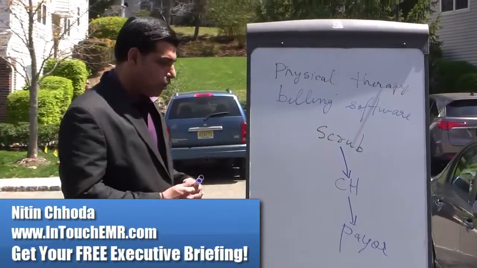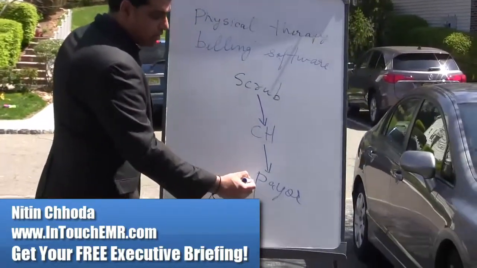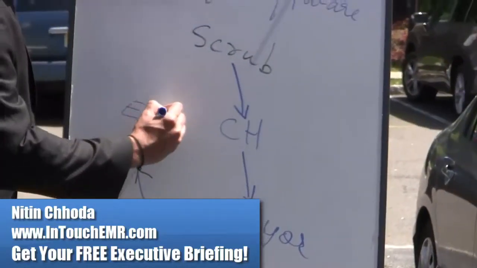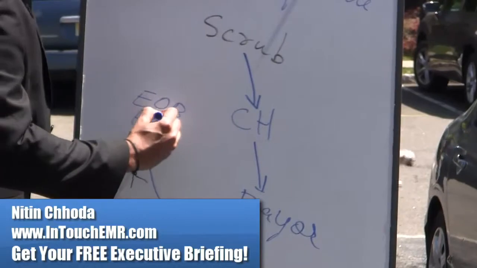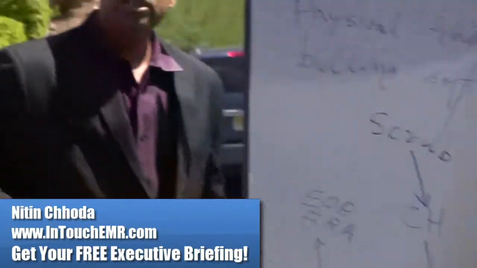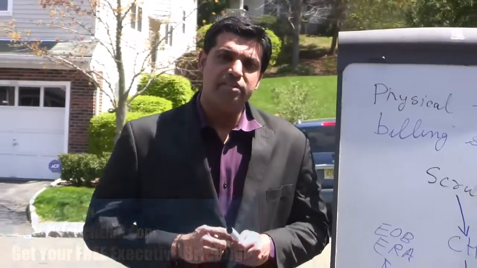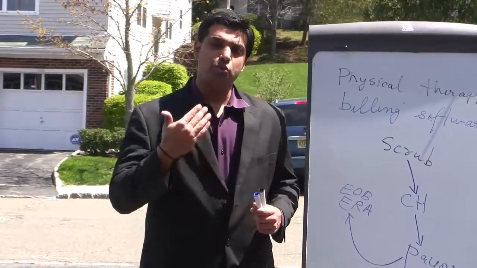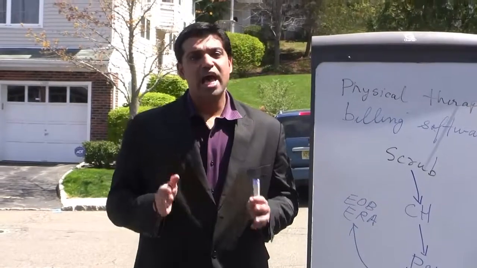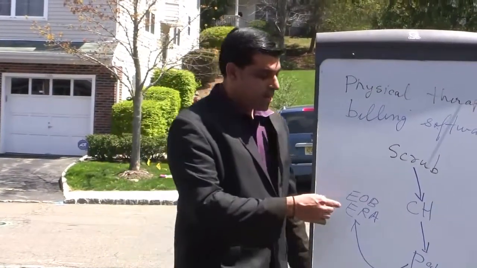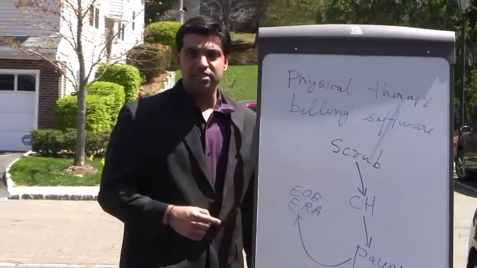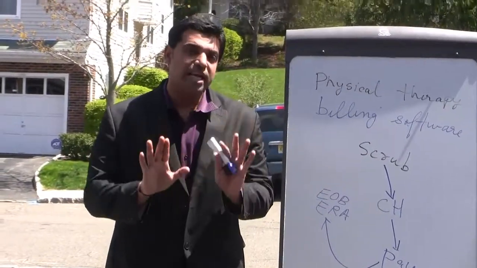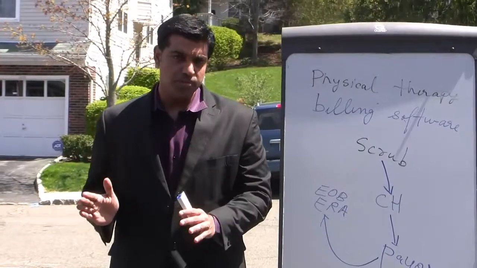But this is where it gets important. The payer returns what's called an EOB or an ERA. An EOB is called an explanation of benefits. It gives you more information about what the patient's benefits are, about how much was paid by the insurance company, and other information. The ERA, which is called electronic remittance advice, is the same as an EOB, but the only difference is that it is a digital version of the EOB.